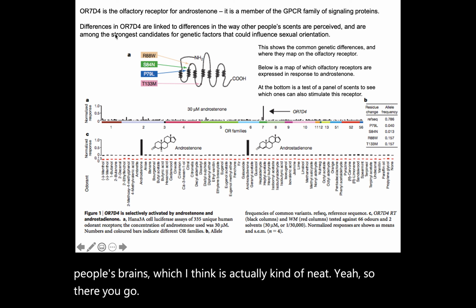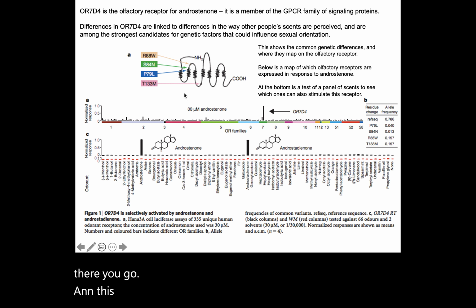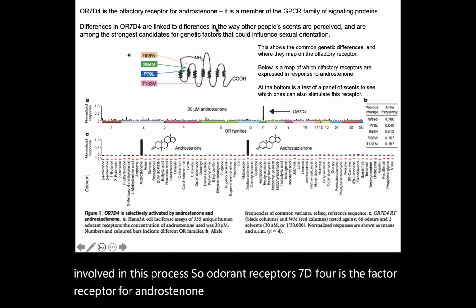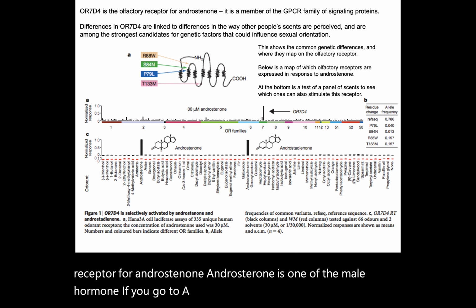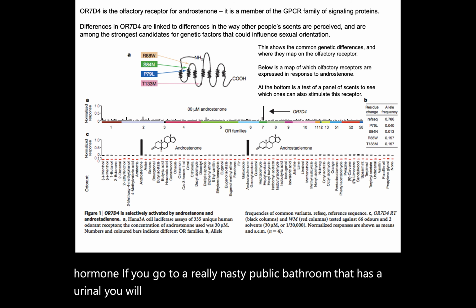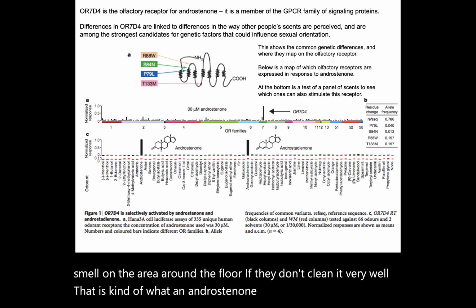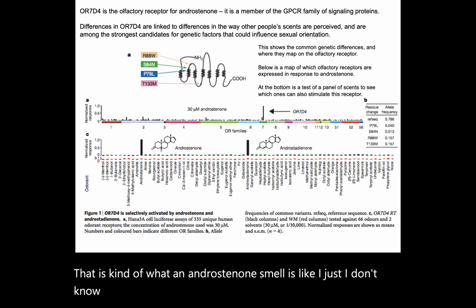All right. This is actually one of the receptors that they think may be involved in this process. So odorant receptor 7D4 is the olfactory receptor for androstenone. Androstenone is a male hormone. If you go to a really nasty public bathroom that has a urinal, you will notice a kind of gross, but also kind of sweet smell on the area around the floor if they don't clean it very well. That is kind of what an androstenone smell is like. I don't know, it burns and I absolutely hate it, but yeah.